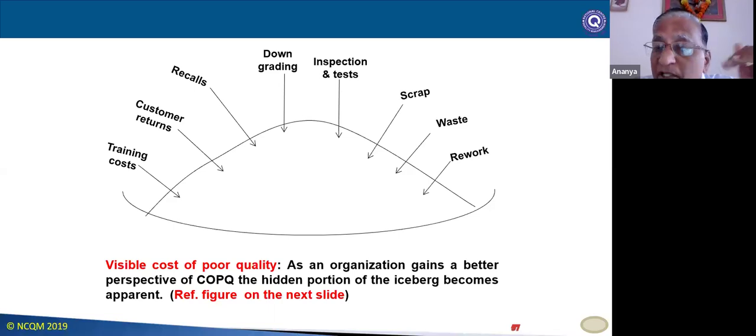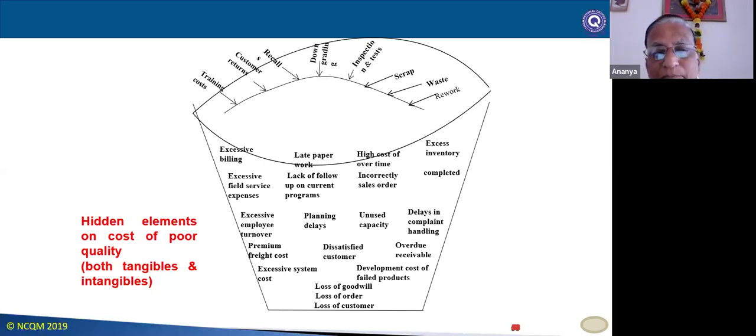What is not visible is below. So how do you take care of that? That's what we are talking about here. As an organization gains a better perspective of cost of poor quality, the hidden portion of the iceberg becomes apparent. इधर तो काम होता है. Generally we work a little bit here, but that is just very piecemeal. What has not been addressed is the big thing that we are talking about. See now here, what is below? Hidden elements of cost of poor quality, both tangible, which can be measured, and intangible, which cannot be measured.